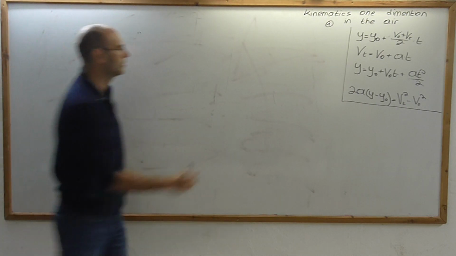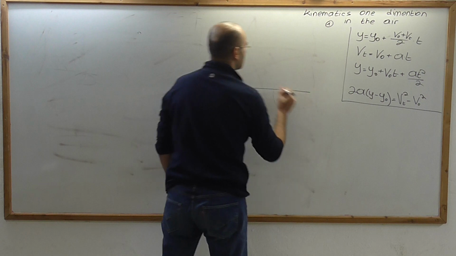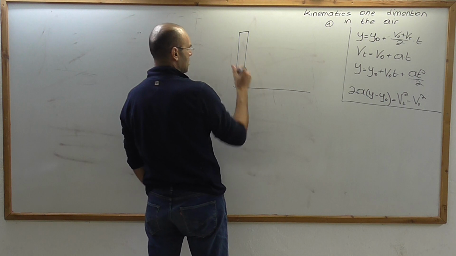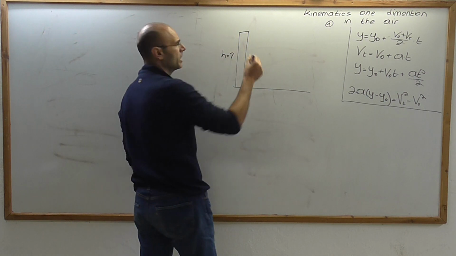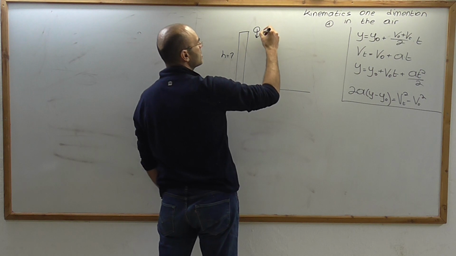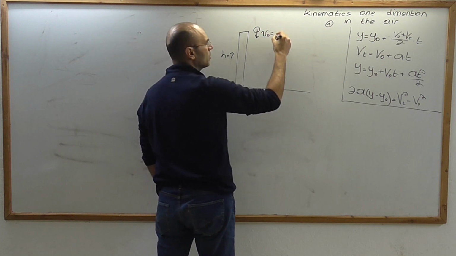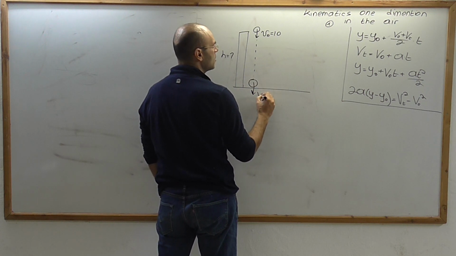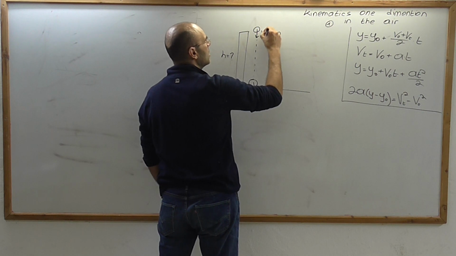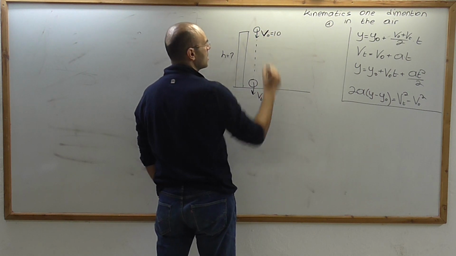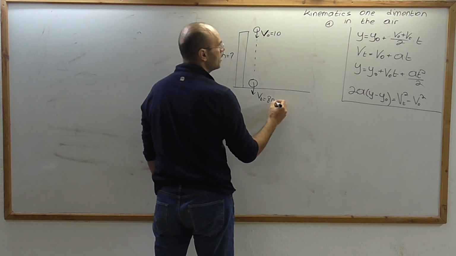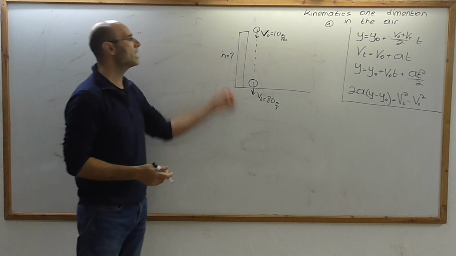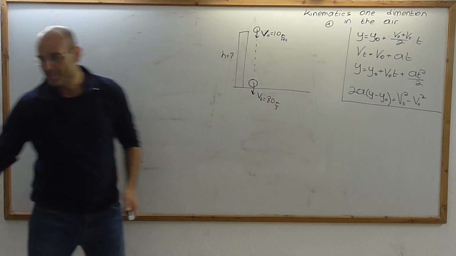Okay, another one. Again, let's do something downwards. So I have this tower, whose height I don't know. And I throw the ball here. Let's say V0 is 10. And when it reaches the ground, the velocity is, let's say, Vt. Vt is 80 meters per second. And I want to know everything again. I want to know the height, I want to know the time, everything.